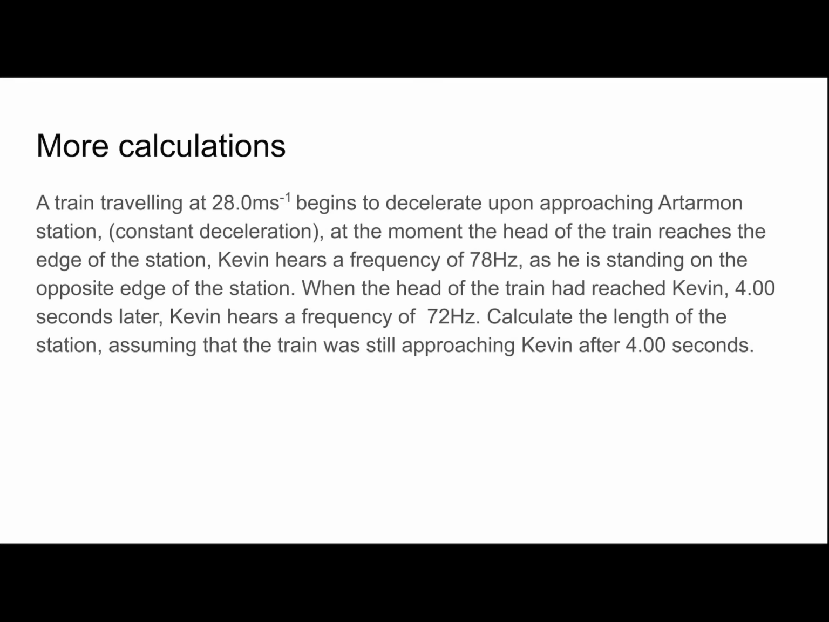So the train comes from one side of the station, Kevin is all the way on the other side of the station. When the head of the train has reached Kevin, 4 seconds later, so 4 seconds after the train reaches one edge of the station, it reaches Kevin's edge of the station, and in that case, Kevin heard a frequency of 72 Hz. So calculate the length of the station, assuming the train was still approaching Kevin after 4 seconds.